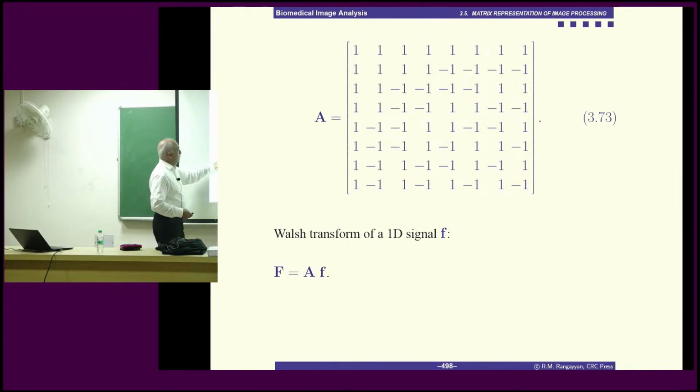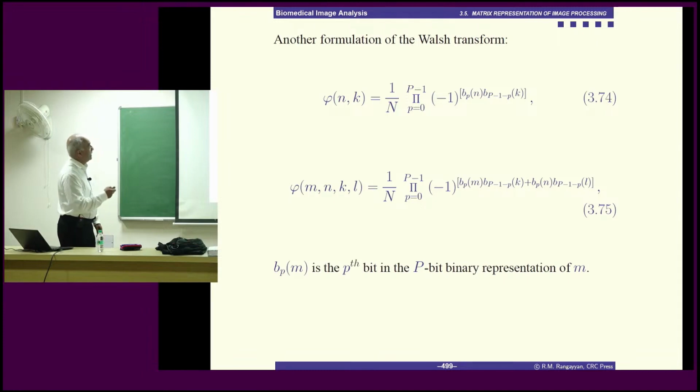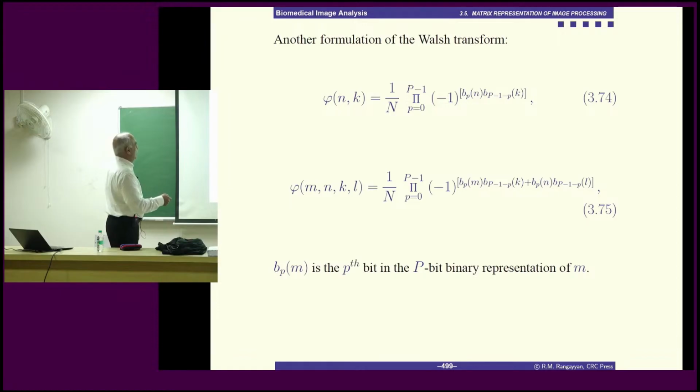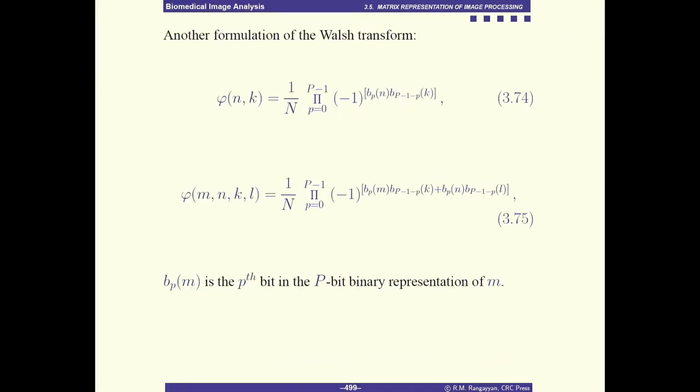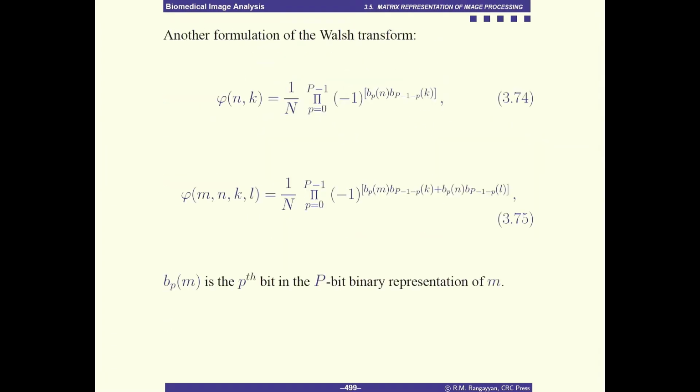So then, the Walsh transform of a 1D signal is f equal to AF, like we saw for the FFT case. Now this is the matrix representation. There is another formulation using the p-th bit in the p-bit binary representation of m. You can read that later on. It makes no sense to read that here. It is -1 to the power of something where the bits are used. But I think that is clear, and this is clear. This is, I think, for computer scientists.